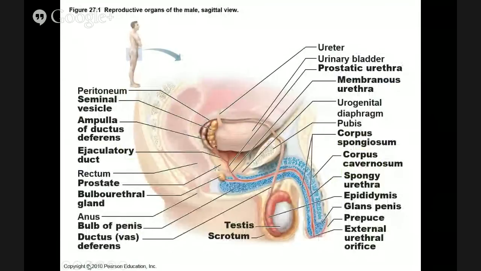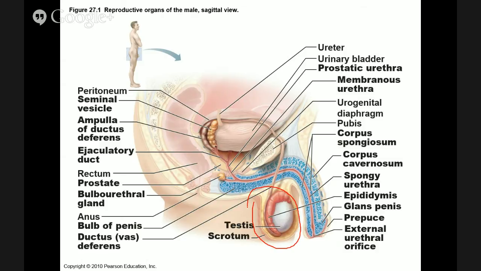Okay, so first we're going to look at the general makeup and anatomy of the male reproductive system. Where everything begins is right here in a sac called the scrotum. It's basically a combination of skin and superficial fascia, and it houses the sperm producing and sperm storing organs.